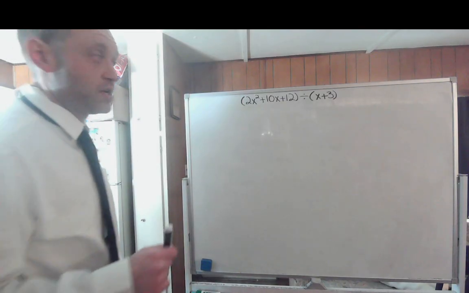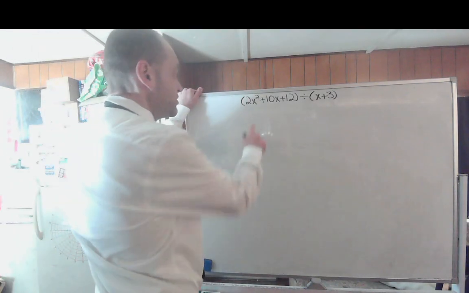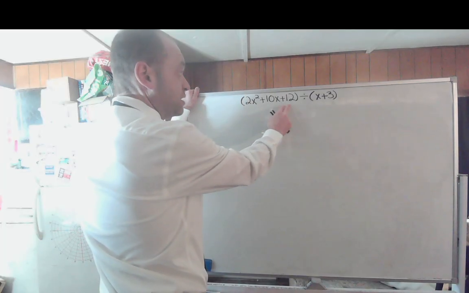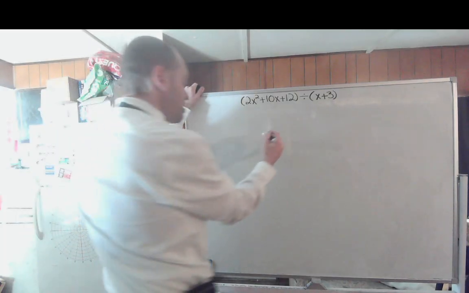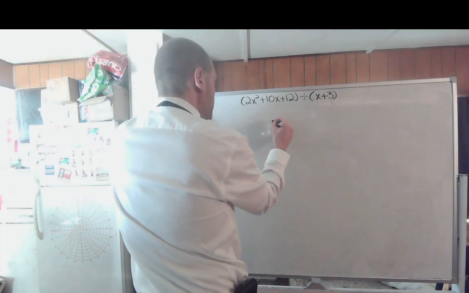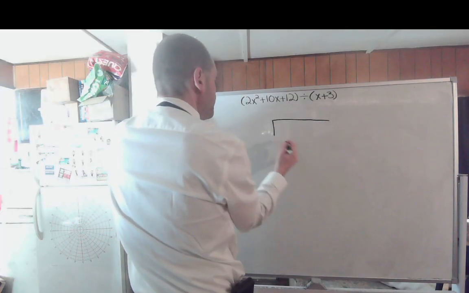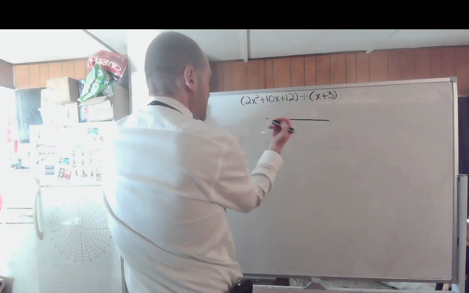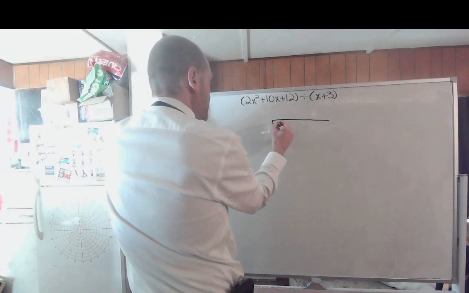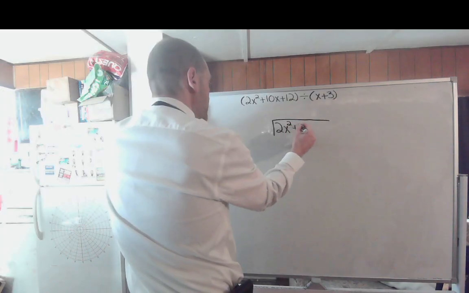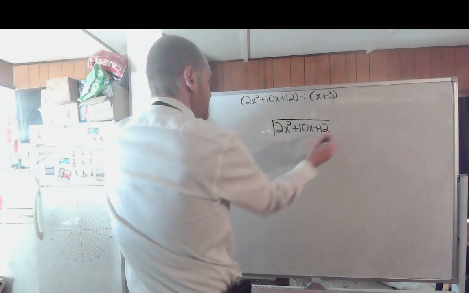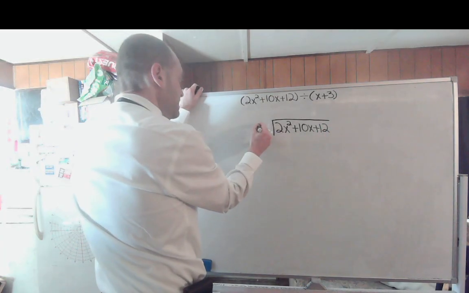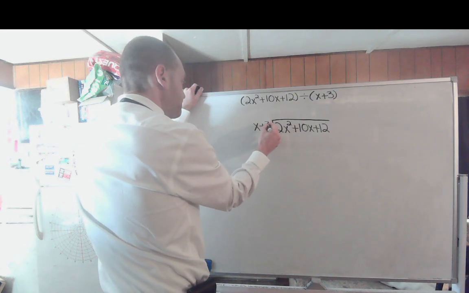synthetic division. But here you have 2x squared plus 10x plus 12, all that divided by x plus 3. Well, let's go ahead and do this by polynomial long division. So again, in your dividend, put that 2x squared plus your 10x plus your 12. In your divisor, you'll put the x plus 3.